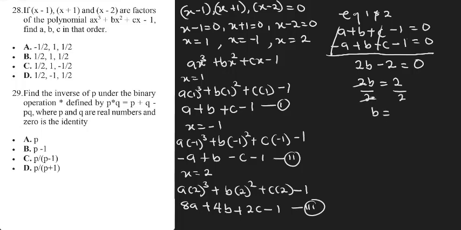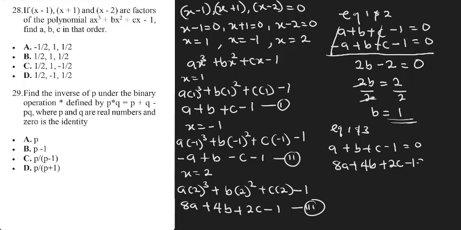So our b now is equal to 2 divided by 2, which is 1. We've gotten b first. So the next one, I'm going to take equation 1 and 3. If I take equation 1 and 3, it's going to be a + b + c - 1 = 0. Then equation 3 is 8a + 4b + 2c - 1 = 0.